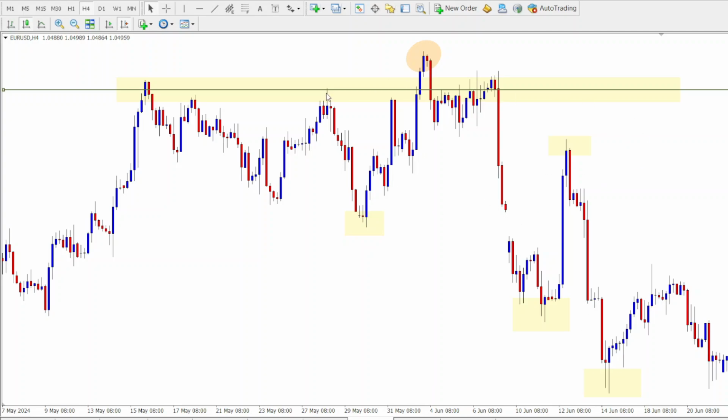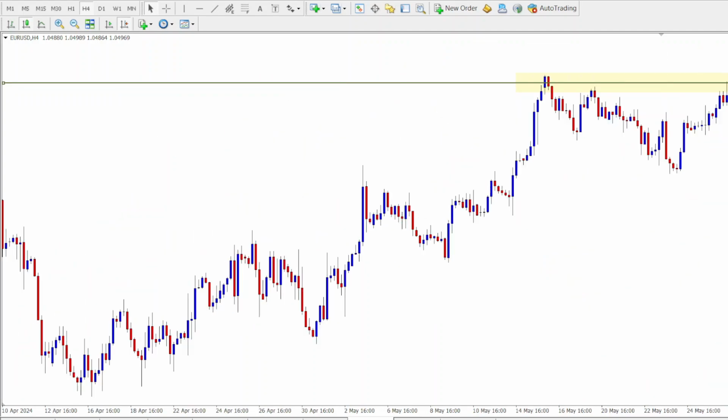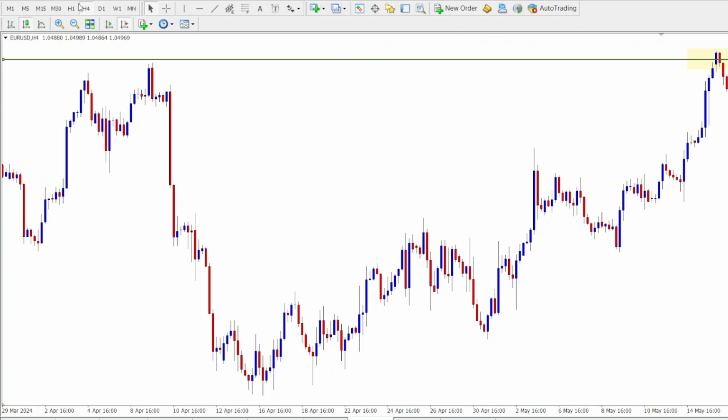Then we also have support and resistance zones. You can see this one I identified here. It's a resistance zone. Support and resistance zones are another significant area where liquidity builds up. The more times price bounces off a level, the more liquidity builds up there. So smart money often manipulates these areas before the real move happens.